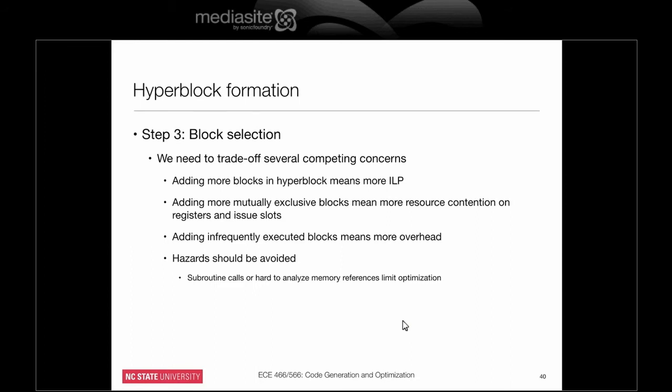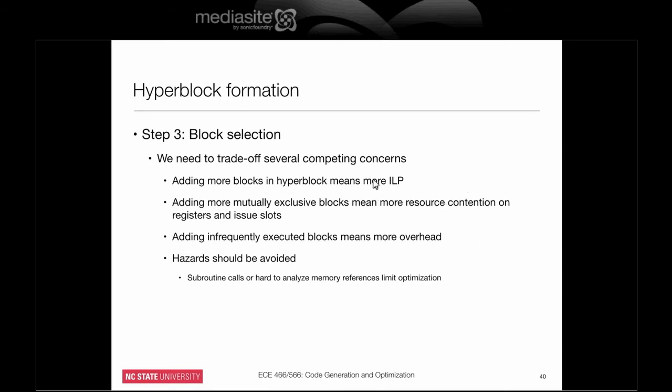The next thing we have to do is block selection, and this is actually the tricky part, because we have to trade off several competing concerns. In one of the previous videos, we talked about predication and the fact that it may not always be beneficial, that it comes at some added costs. So the idea of block selection is that we want to figure out what blocks we should include in a hyperblock and which ones we shouldn't, taking into account the cost that may come along with that block.